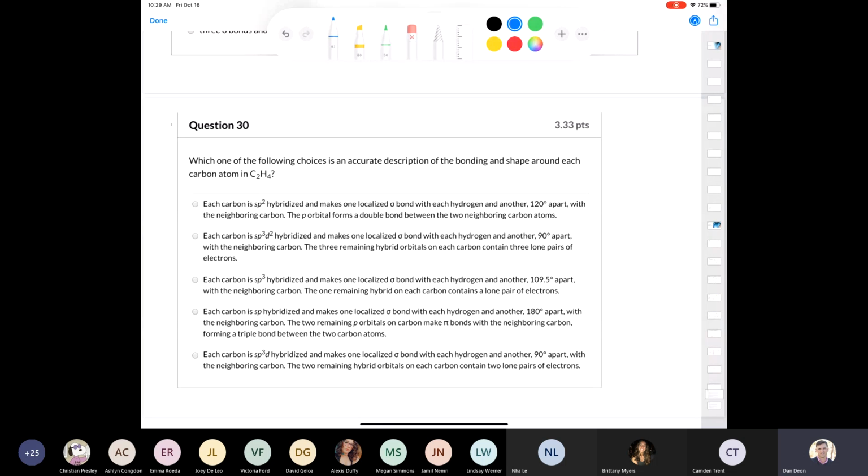Well, in C2H4, I've got 4 valence electrons from each carbon, and there's 2 of those, so 4 times 2. And I've got 1 valence electron per hydrogen, and I've got 4 of those. So that gives me a total of 12 valence electrons.